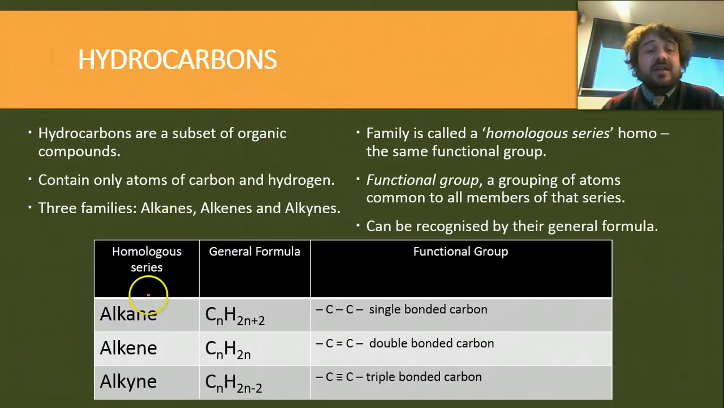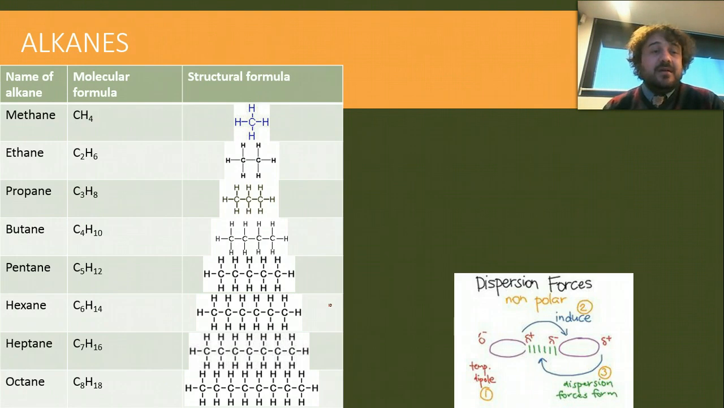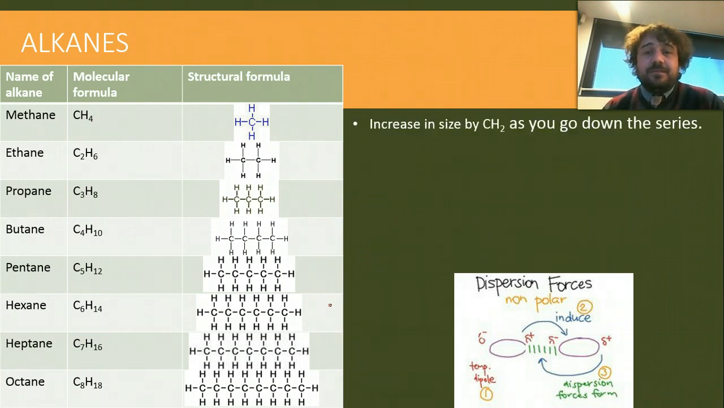For example, the homologous series alkane has the general formula CnH2n+2, and the functional group is single bonded carbon. Alkene, double bonded. Alkyne, triple bonded. Now, this means for every alkyne, it has at least one triple bonded carbon in there. If we have a look here, here's the generalized formula, and you'll see that when we start to name them in a minute. Alright, alkanes.